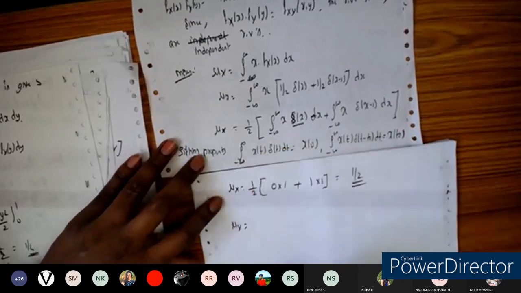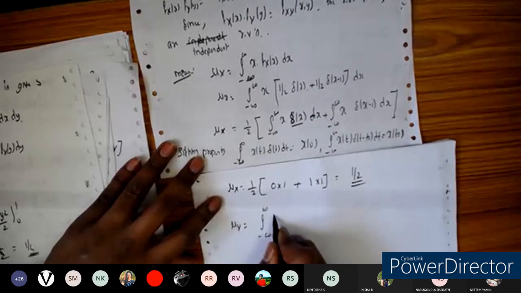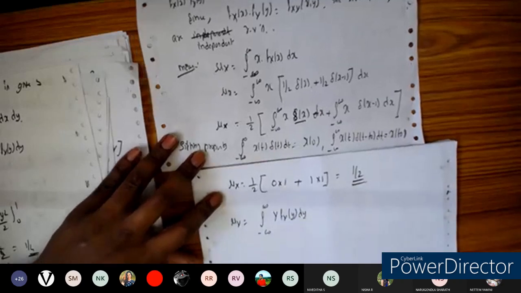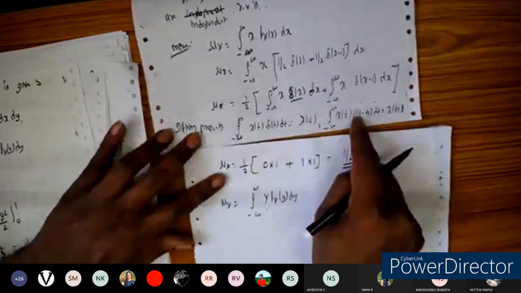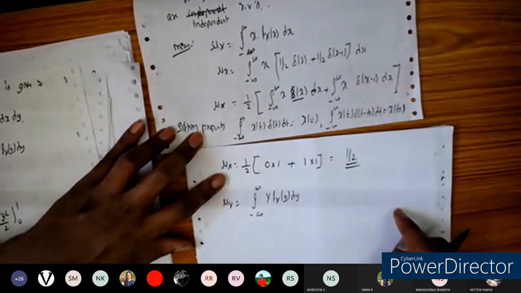If you have any doubts, you can ask me. Any doubts in this? Okay. Make use of the shifting property. You remember this property, it's very, very important. You're going to apply it in many concepts.